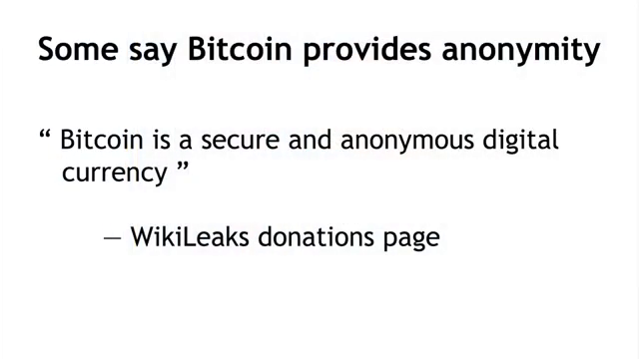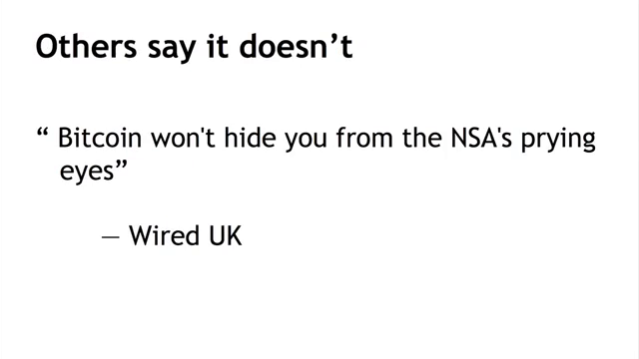If you look online, you'll see there are a number of people and groups saying that Bitcoin is anonymous. There's no shortage of opinions on this. Let me just pull out one quote in particular. This is the WikiLeaks donation page. It says, in plain and simple terms, Bitcoin is a secure and anonymous currency. Is that actually true? Well, you'll also find a variety of opinions to the contrary. Again, I'm just pulling out one example. This is Wired UK saying, Bitcoin won't hide you from the NSA's prying eyes.